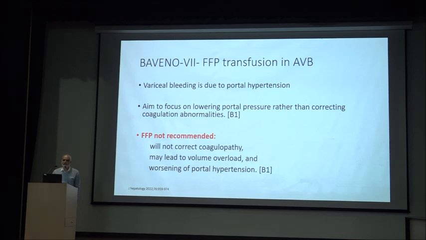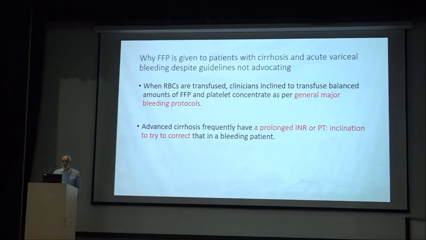Now Baveno 7 recommends that, since variceal bleeding is due to portal hypertension, the aim should be lowering portal pressure rather than correcting the coagulation abnormalities. So FFP is not recommended. It will not correct coagulopathy. It will lead to volume overload and worsening of portal hypertension. But still FFP continues to be given.